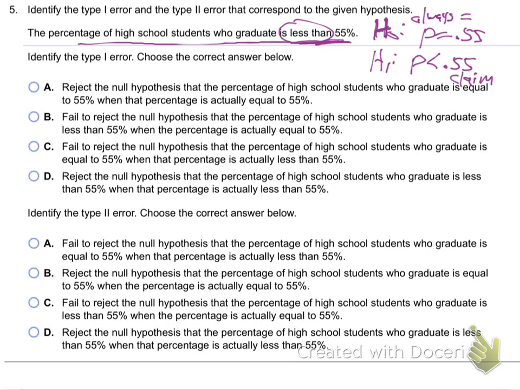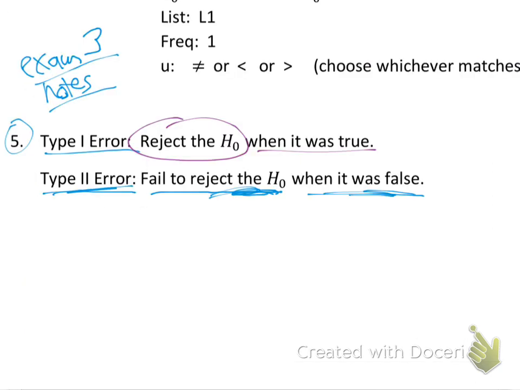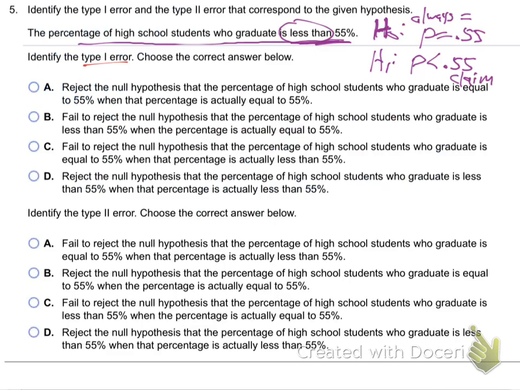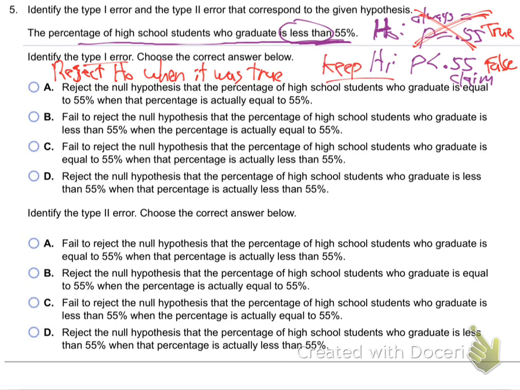So remember that the null is always the equals one. Okay, so now they're asking, what's a type 1 error? Remember type 1, let me go find it again. There it is. Reject the null when it was true. That's a type 1 error. So you said no to the null, but really it was true and the alternative was false. But we rejected the null and we keep the alternative instead.